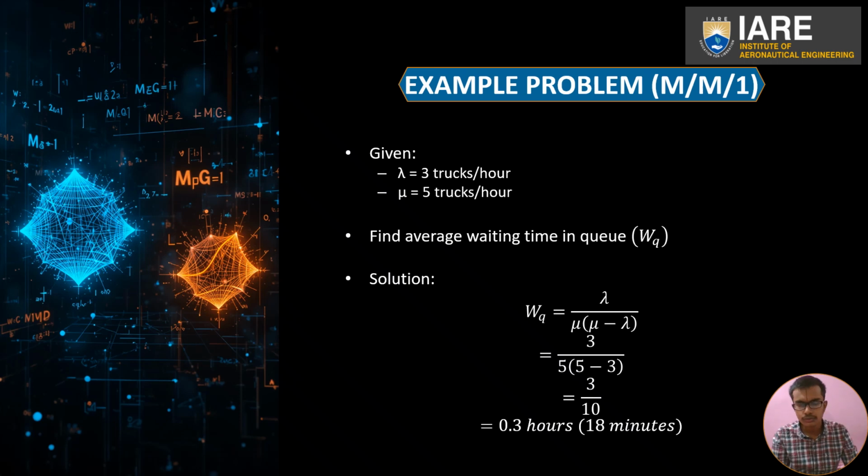For the MM1 queue, let's consider that given lambda is equal to 3 trucks per hour, and given mu is equal to 5 trucks per hour. The question is to find the average waiting time in queue, that is WQ. Just like we discussed before, its formula is lambda by mu of mu minus lambda, that is 3 by 5 of 5 minus 3, that is 3 by 10, that is 0.3 hours or 18 minutes. Hence, this is an example problem for MM1.